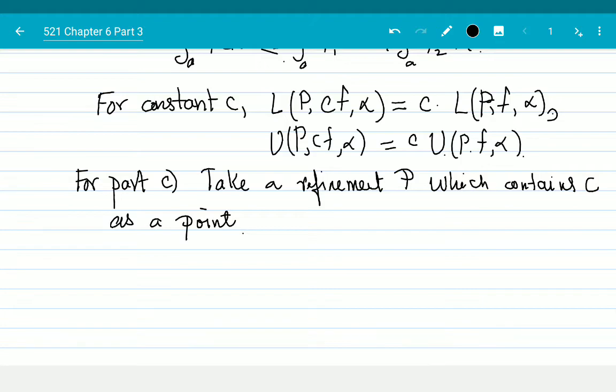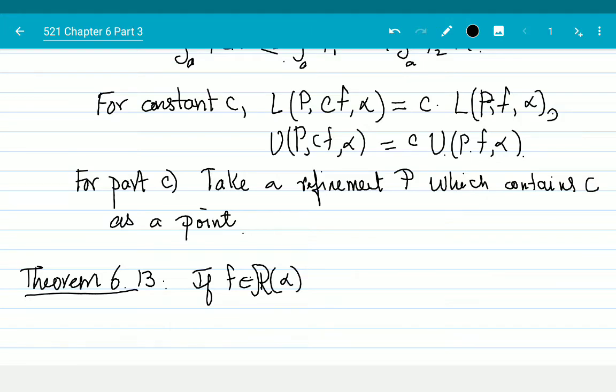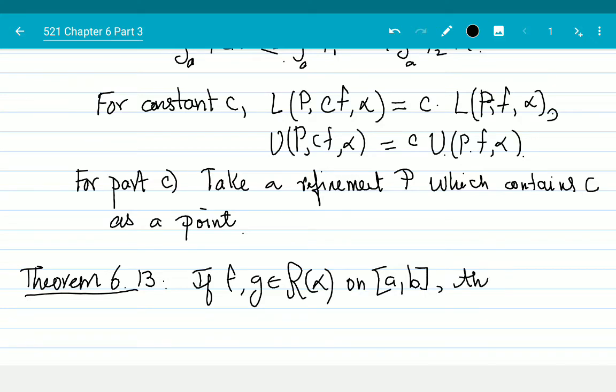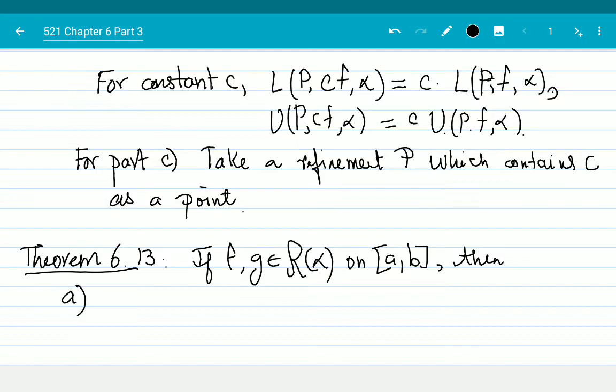Okay, let me do one more result. Theorem 6.13. If f and g belong to R alpha on [a, b], then the following are true. First, A, f times g belongs to R alpha. Okay?